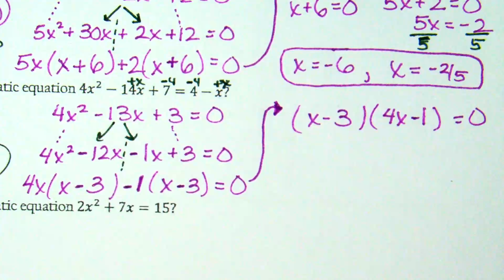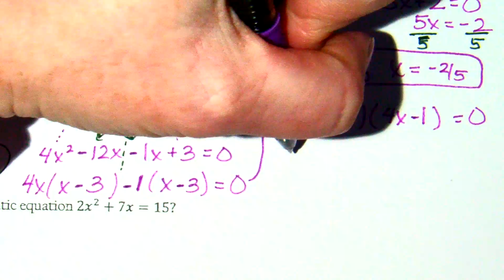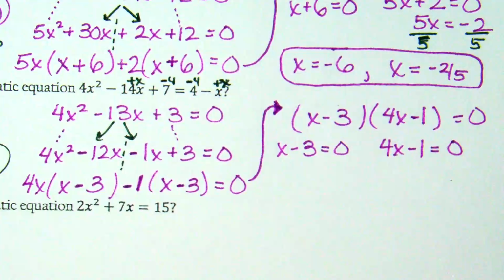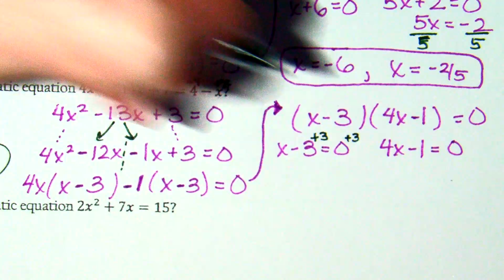And finally, set both parentheses equal to 0. X minus 3 equals 0, or 4x minus 1 equals 0. If it's x minus 3, I'm going to add 3. And so x is 3.